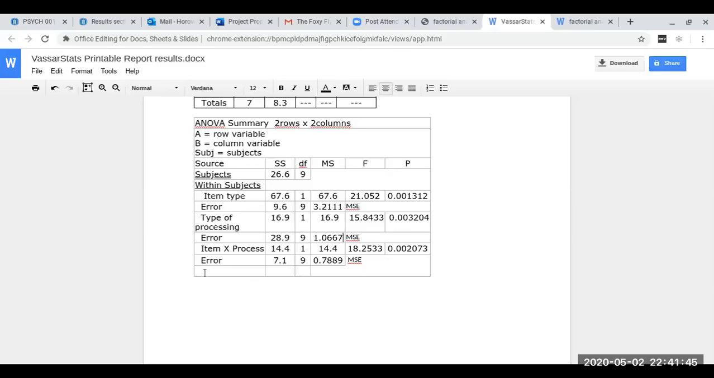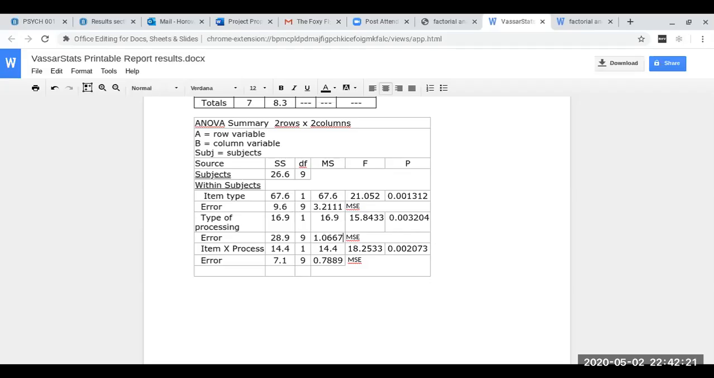What about for the interaction? Well, here we see 14.4, right? Again, F of 1 and 9, because you have two IVs, minus 1 for the interaction is 1. 10 people per group, so 9. Here's 14.4 as your mean square. If you divide that by 0.7889 mean square error, you get 18.2533. And your p-value, 0.002073. So once again, p is less than 0.01.